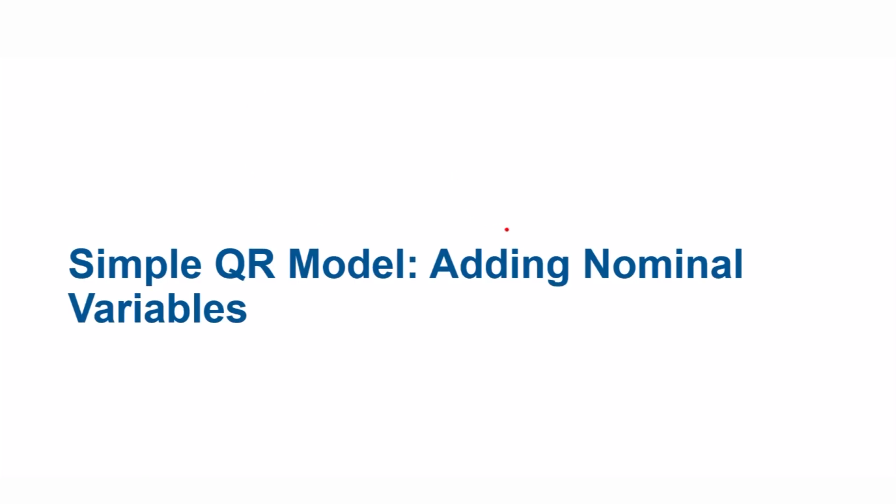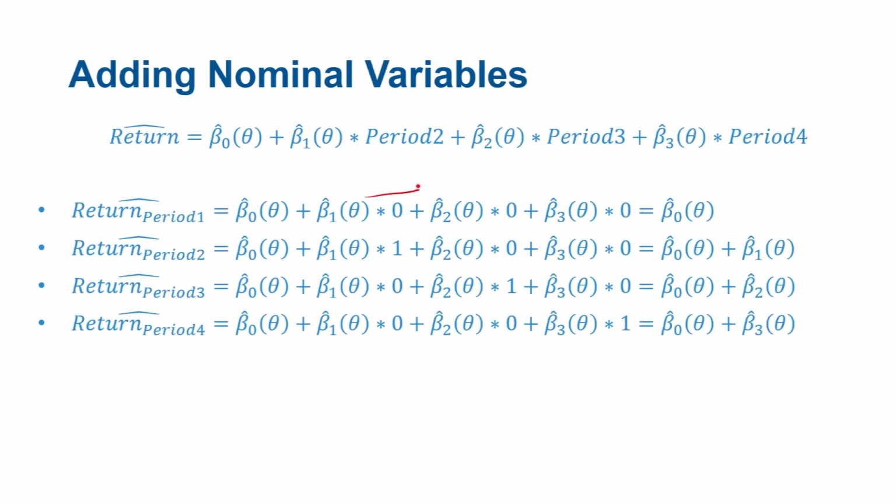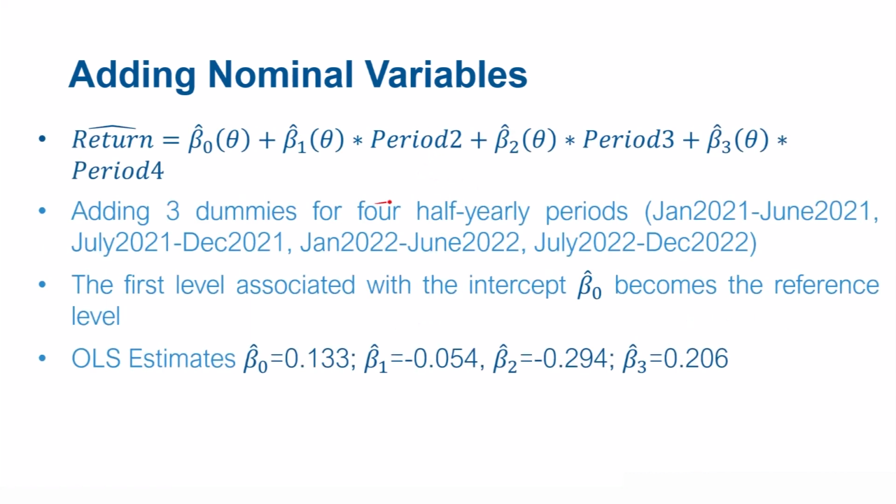In this video, we'll add more categorical or nominal variables to increase the complexity of interpretation in the QR model. Let's revert back to our original return data and say we wanted to understand the seasonality or cyclicity of the data. So we divide into 4 half-yearly periods: Jan to June 21, July to Dec 21, Jan to June 22, and July to Dec 22.